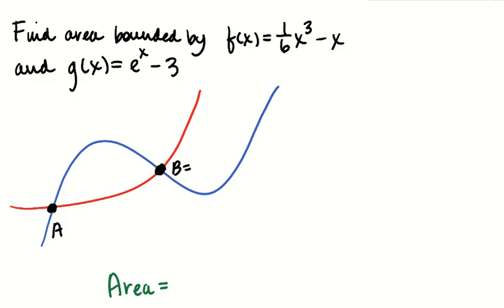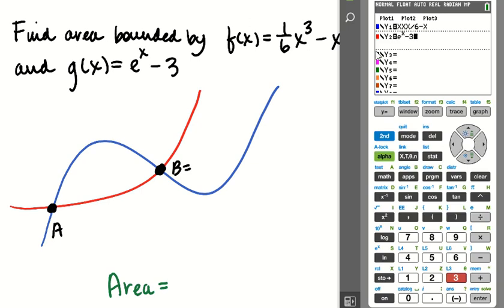Okay, we've got a calculator question. And this is, find the area bounded by f of x equals 1/6 x to the third minus x, and g of x equals e to the x minus 3. Okay, so the first thing is you're going to graph it on your calculator, and it's going to look like this. Just a second, let me bring up the calculator.